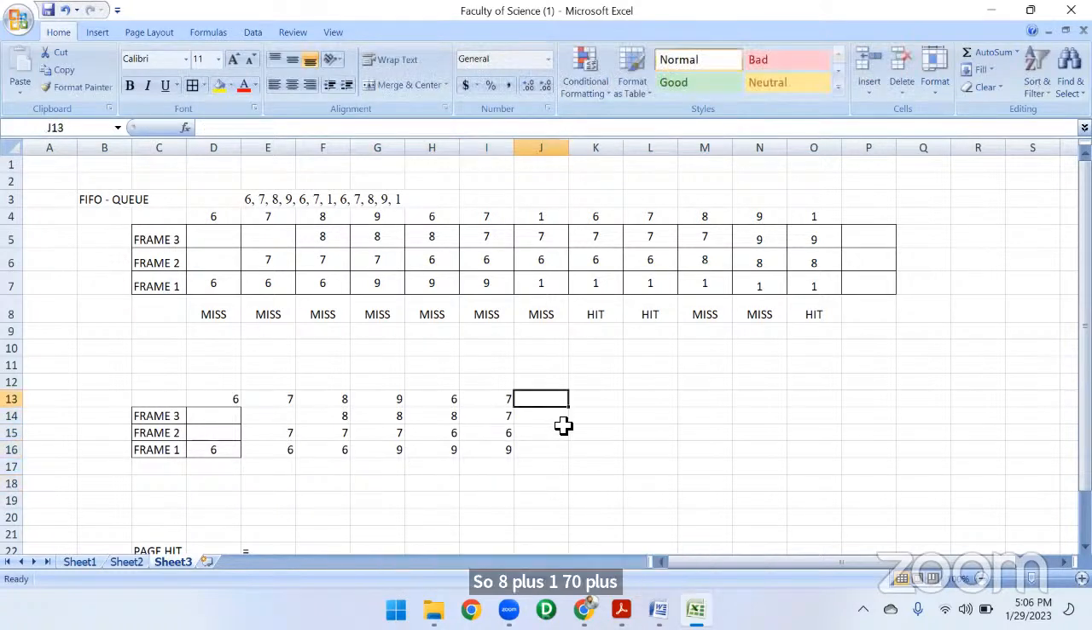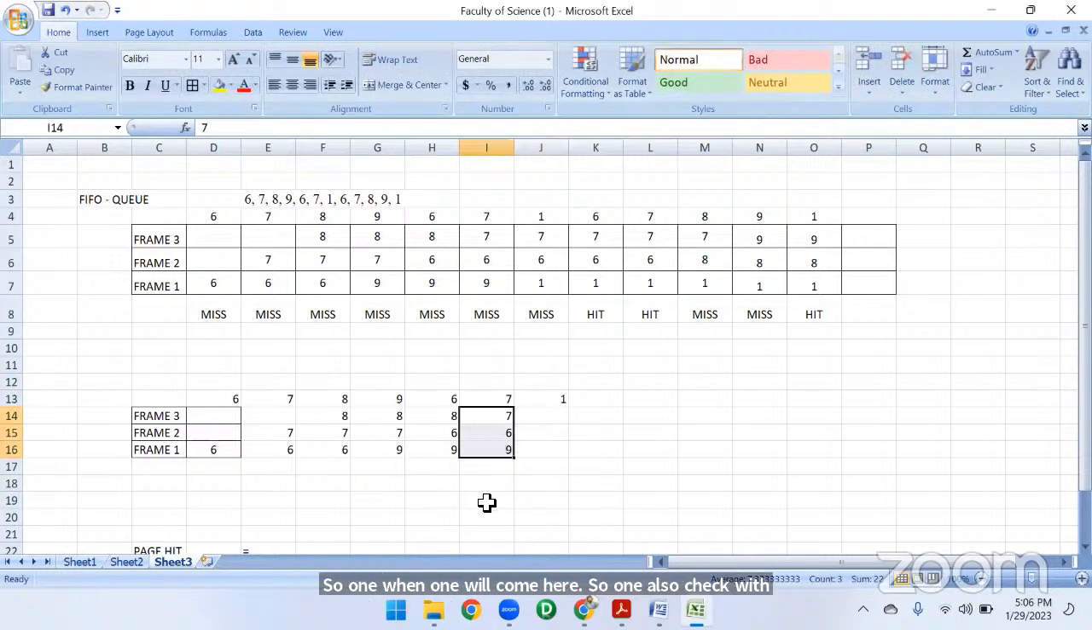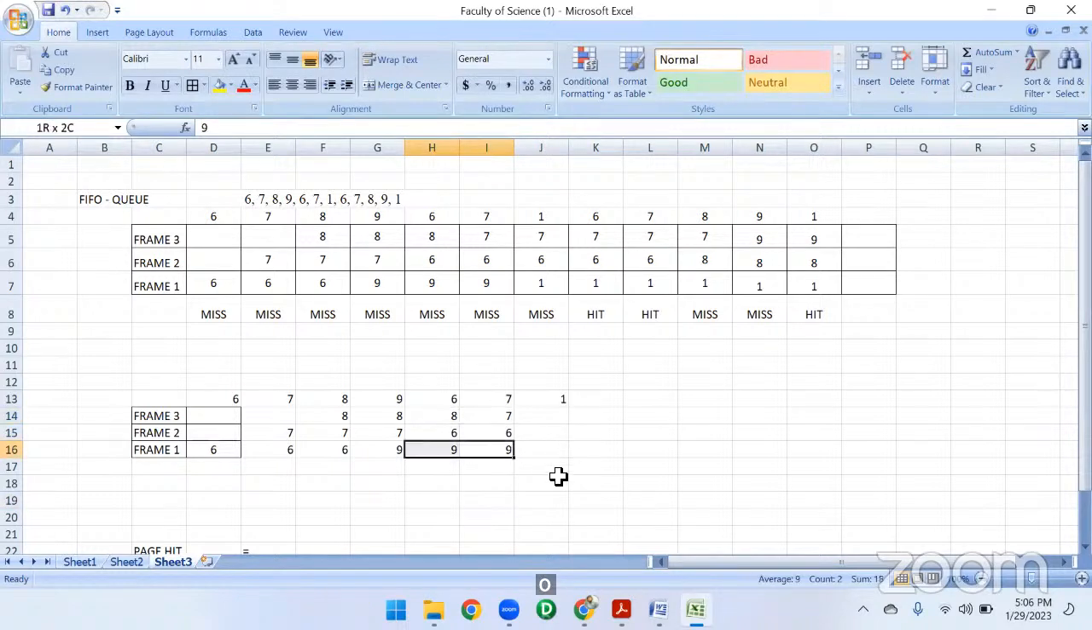Right? So when 1 will come here, 1 also checks with the numbers. Okay, now 1 is not available, and it will check who is from the last period. So 9 is available from the last period, right? So 9 is going to be replaced.